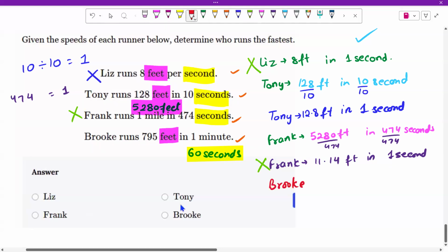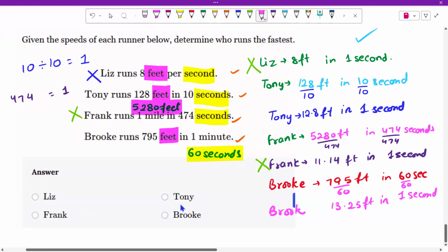Brooke is running 795 feet in 60 seconds. Again, to make the comparison, we want to make it 1 second. Divide by 60. Very good. So on both sides, we are dividing by 60. 795 divided by 60 is giving us 13.25 feet in 1 second. This is for Brooke. So Liz and Frank are already out of the option. The option is Tony or Brooke.